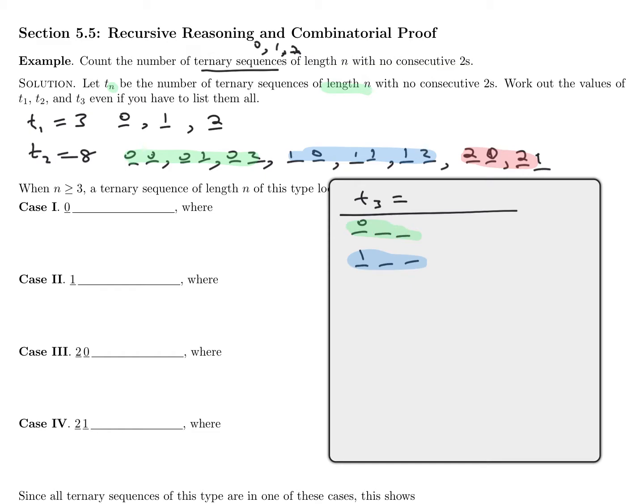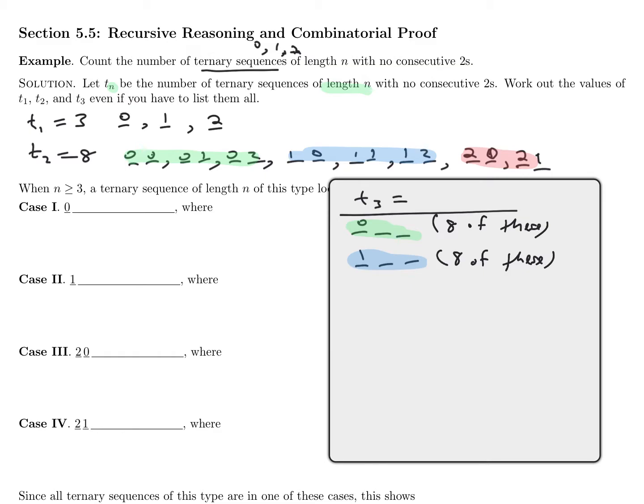So when I start with a 0, the next 2 digits can be any of these, and it'll be fine. Any of the things I built for T2 can be in the 2 blanks here, because you can't possibly introduce consecutive 2's. So there are going to be 8 of these, namely a 0 followed by all of the ones I listed for T2. The same 8 things can happen in the blue ones, so I can have a 1 followed by any one of those 8 things. That's 8 more, so there are 16 altogether at that point.